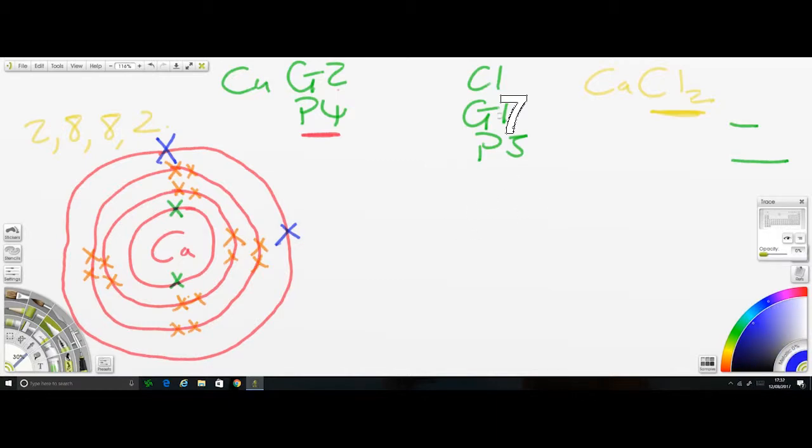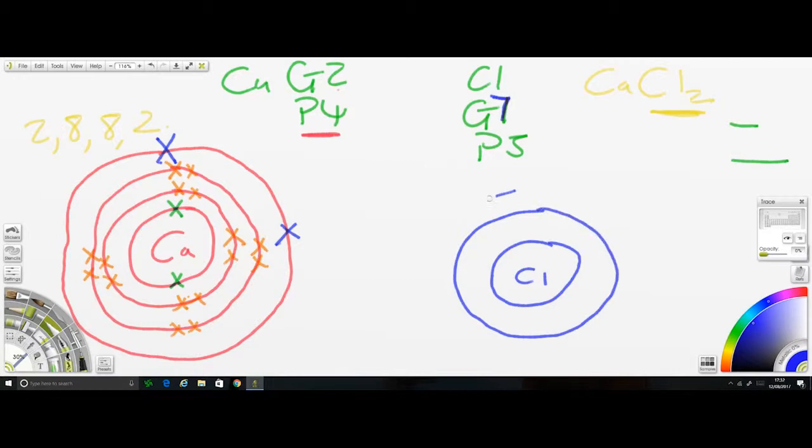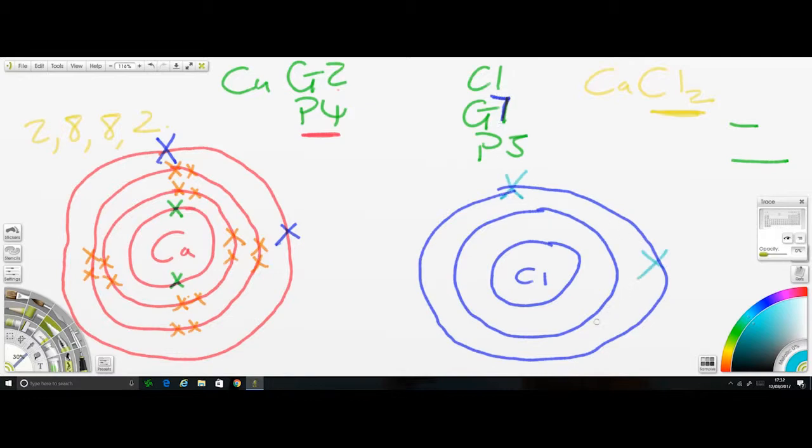So chlorine is in group 7. It's in group 7 and period 3. So I'm going to write chlorine here. It's in period 3, so it's going to have 3 electron shells: 1, 2, and 3. Now what I'm going to do is draw on. It's in group 7, so I know on the outer shell it's going to have 7. So I'll just draw on those 7: 1, 2, 3, 4, 5, 6, 7.